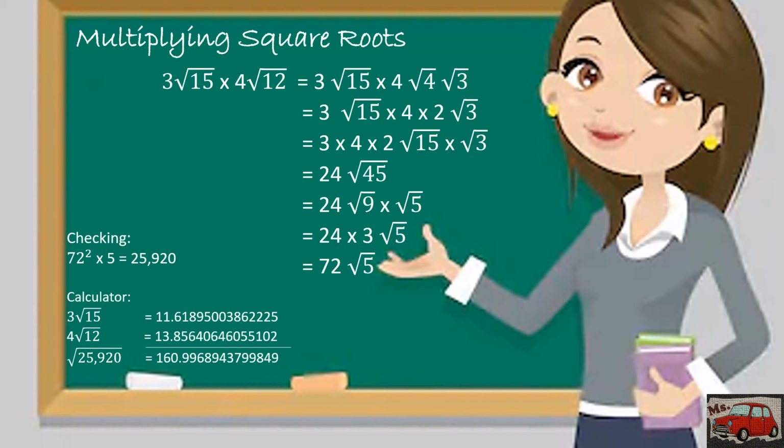So, 3 square root of 15 times 4. Since I broke down the square root of 12, there is a square root of 4 and a square root of 3. Then, I have the perfect square 4, so I take its square root. That is 2, right? So I multiply it by the existing 4. So what's next is the 3, the numbers outside the square root, I multiply: 3 times 4 times 2. And then I multiply the square root of 15 and the square root of 3. So I now have 24 square root of 45.